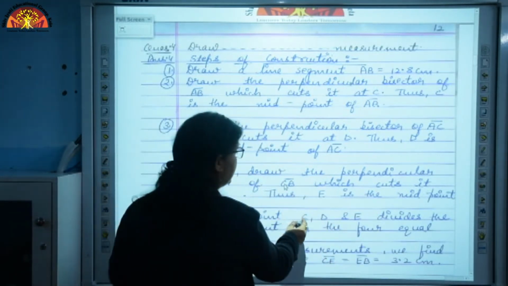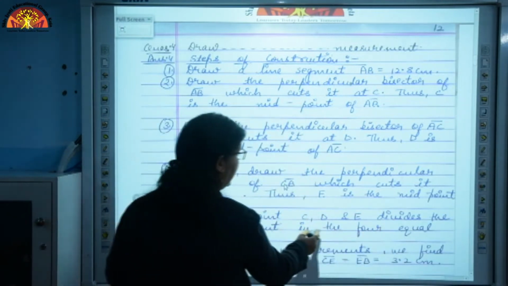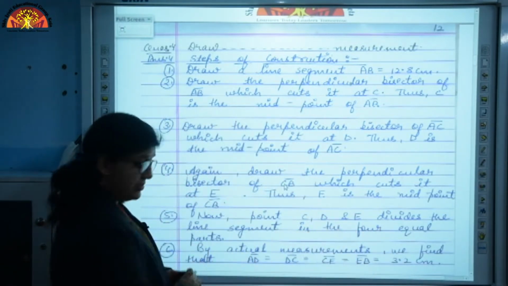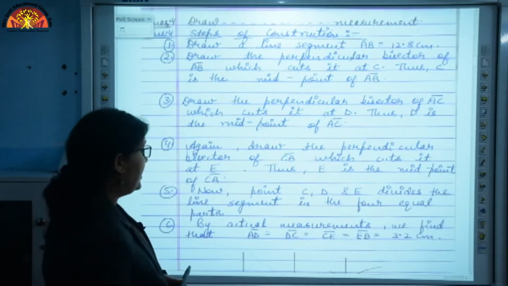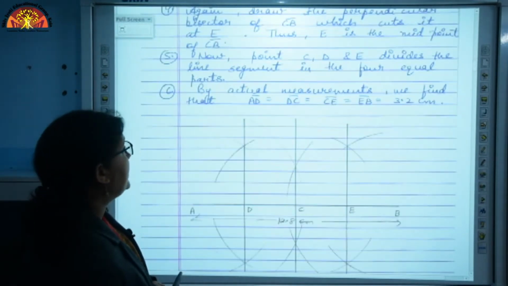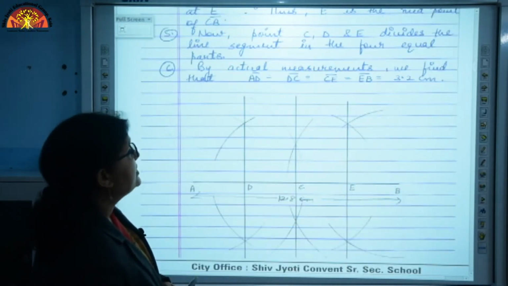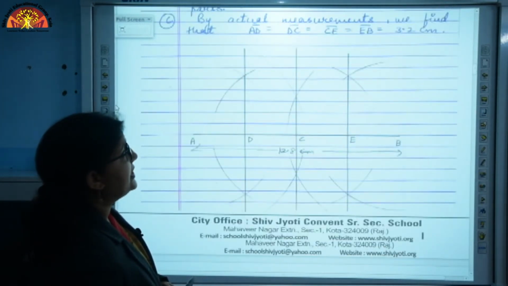Now points C, D and E divide the line segment into 4 equal parts. Now by actual measurement we find that AD is equal to DC is equal to CE is equal to EB is equal to 3.2 centimeter.